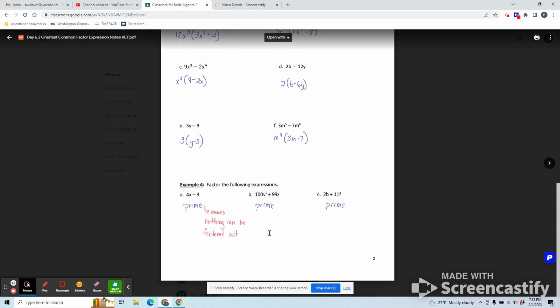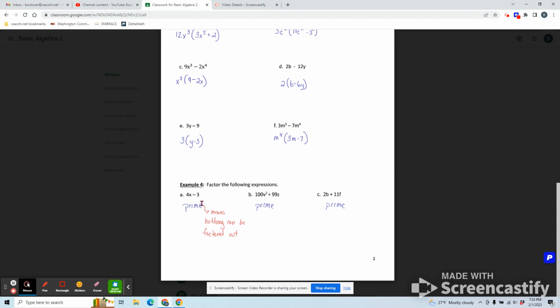And then the very last one, example 4, says factor the following expressions. 4x minus 3. If I list my factors of 4 and my factors of 3, the only thing they have in common is the number 1. I don't have any variables in common. This has an x and this does not. Since 1 is the only number they have in common, if 1 is my greatest common factor, that means it's prime. There's nothing I can do. I can't factor anything out. If I factor out a 1, it doesn't change the problem. So same thing on B and C. I can't factor anything out other than 1, so I'm going to write prime.